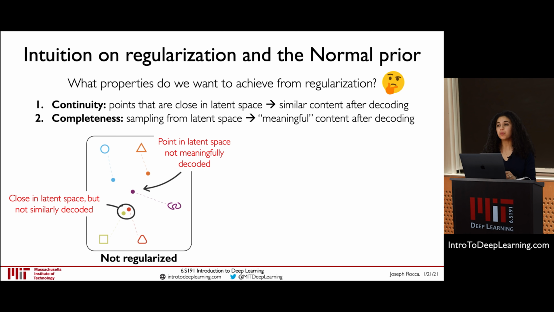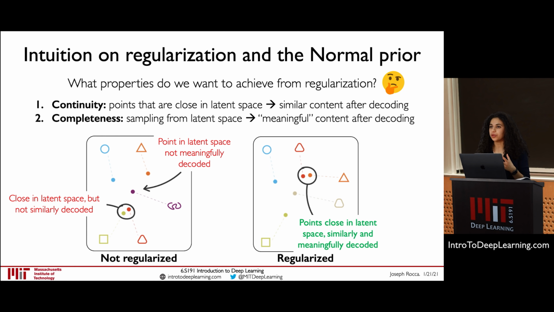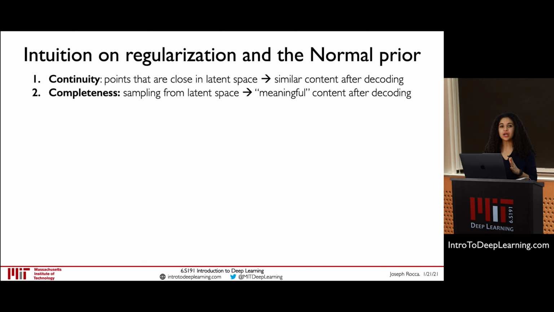We also have an instance of this purple point, which when it's decoded, doesn't result in meaningful content, it's just a scribble. So by not regularizing, and I'm abstracting a lot away here, and that's on purpose, we could have these instances where we don't have continuity, and we don't have completeness. Therefore, our goal with regularization is to realize a model where points that are close in the latent space are not only similarly decoded, but also meaningfully decoded. For example, here we have the red dot and the orange dot, which result in both triangle-like shapes, but with slight variations on the triangle itself. So this is the intuition about what regularization can enable us to achieve and what are desired properties for these generative models.